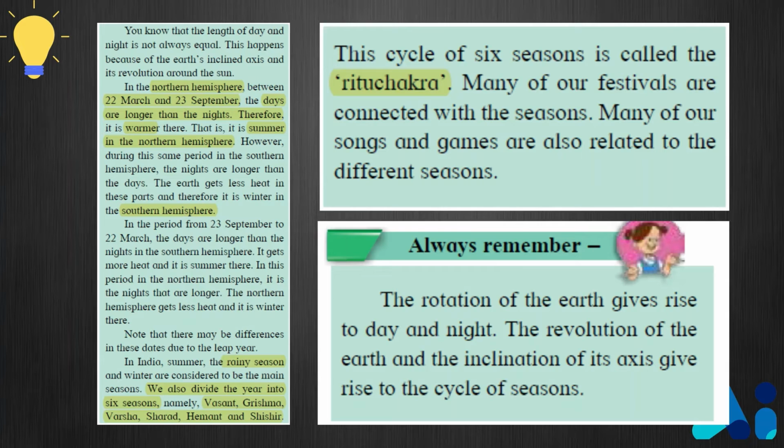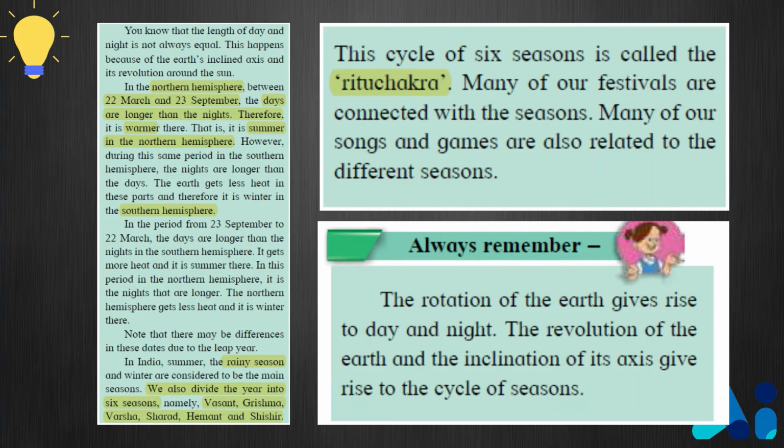And the exact opposite thing happens from 23rd of September to 22nd of March. The days are longer than the nights in the southern hemisphere, and that's why it's summer there. I hope you get the concept, right?